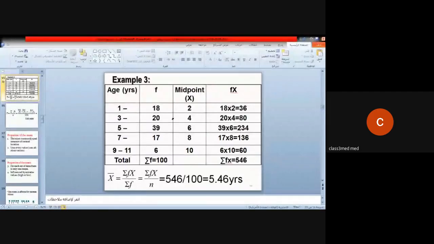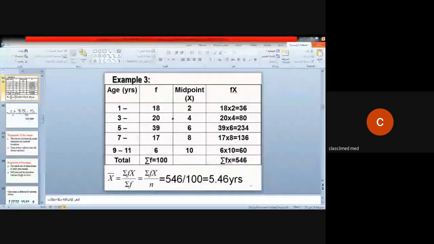The difference between calculation of the mean for continuous quantitative data and that for discrete quantitative data is that in the case of continuous quantitative data, x would be the midpoint for each class interval. For discrete variable, x is the variable itself. Here we have the midpoint. So first thing we have to calculate the midpoint for each class interval. And you know how to calculate the midpoint.